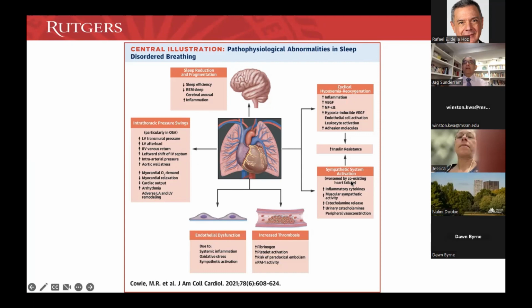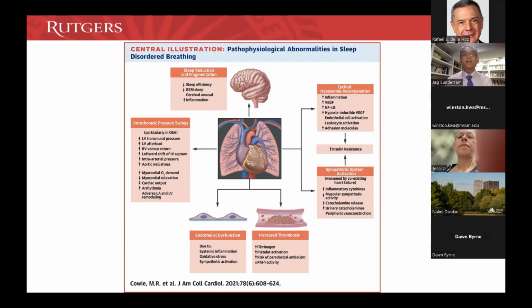The intermittent hypoxia itself activates the sympathetic nervous system, both peripherally and centrally, leading to release of inflammatory cytokines and potentially worsening coexisting heart disease or heart failure. And the intrathoracic pressure changes because of the repeated obstructive events potentially lead to an increase in LV transmural pressure, an increase in afterload, and an increase in venous return. So both preload and afterload are increased, therefore impairing cardiac function, leading to an LV shift of the IV septum and increasing interatrial pressures, also with increased stress on the aortic wall, increasing oxygen demand.